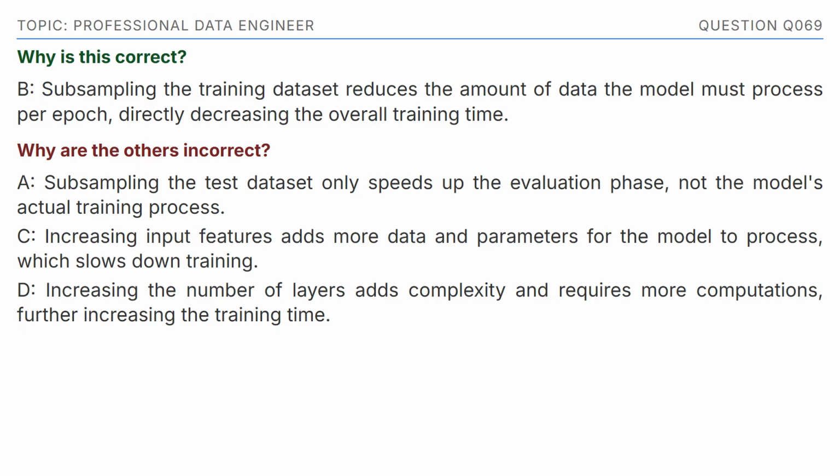A. Subsampling the test dataset only speeds up the evaluation phase, not the model's actual training process. C. Increasing input features adds more data and parameters for the model to process, which slows down training. D. Increasing the number of layers adds complexity and requires more computations, further increasing the training time.